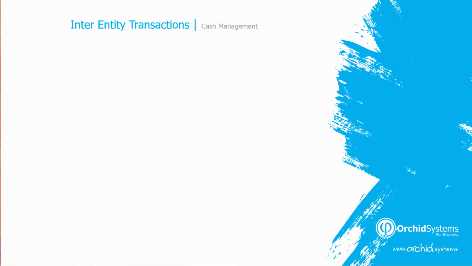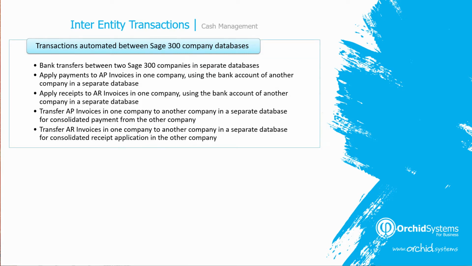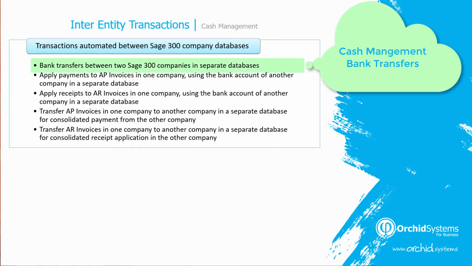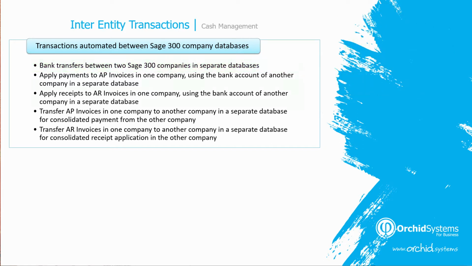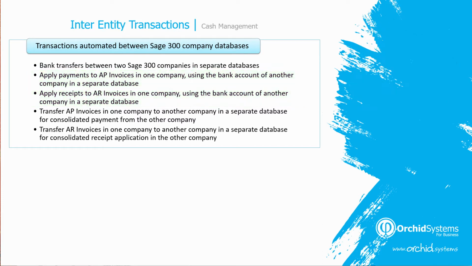In inter-entity transactions cash management, there are transactions that can be automated between Sage 300 company databases. You can automate bank transfers between two Sage 300 companies in separate databases. You can also apply payments to AP invoices in one company and use the bank account of another company in a separate database. You can also apply receipts to AR invoices in one company and use the bank account of another company in a separate database for the deposit.